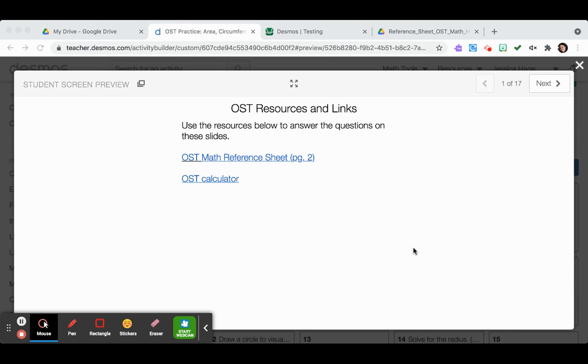This video is going to take you through the slides on OST practice, area, circumference, and volume. You want to make sure you click on these two links on the first slide. One of them is going to open up your reference sheet that you'll be getting on Wednesday, and the other is going to open the calculator that you'll be seeing when you take your geometry OST. So make sure you click on these links to use during this assignment.